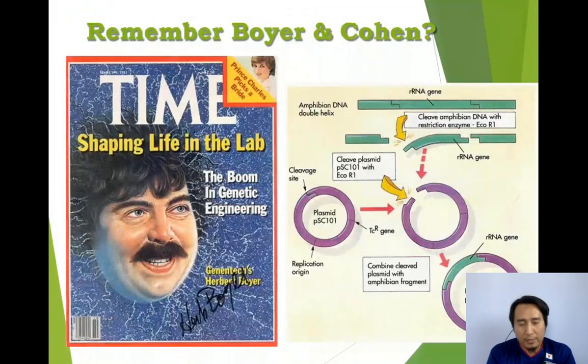So Boyer and Cohen, the history is that they used restriction enzymes to cut the plasmid from the bacteria, you know, the F plasmid, right? Fertility plasmid from bacteria. So plasmids carry a selective marker. So the selective marker, like I explained to you last time, consists of antibiotic resistance, right? So when Boyer and Cohen cut the plasmid using, if I'm not mistaken, EcoR1.